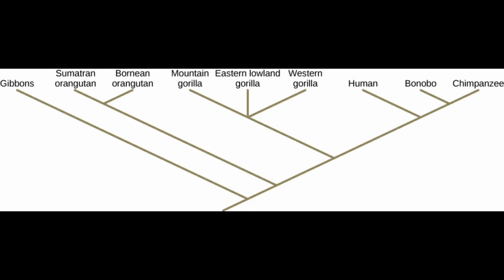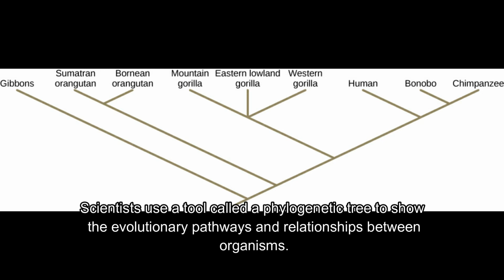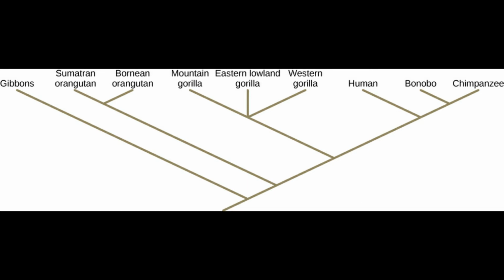What is the classification and the final phylogeny? The tool which scientists use, called a phylogenetic tree, shows evolutionary pathways, that is what I said earlier, and relationships between organisms. A phylogenetic tree is a diagram used to reflect evolutionary relationships among organisms or groups of organisms.